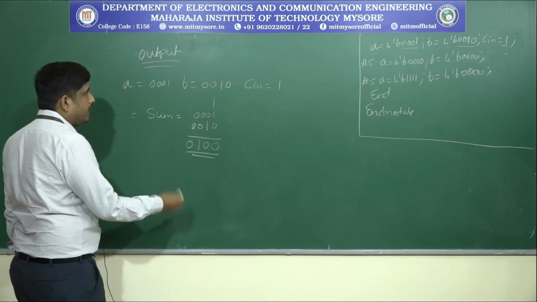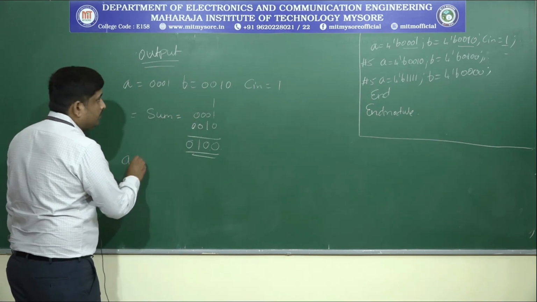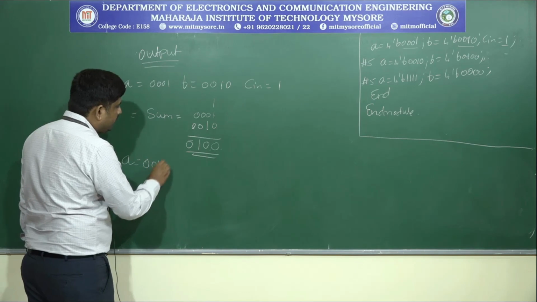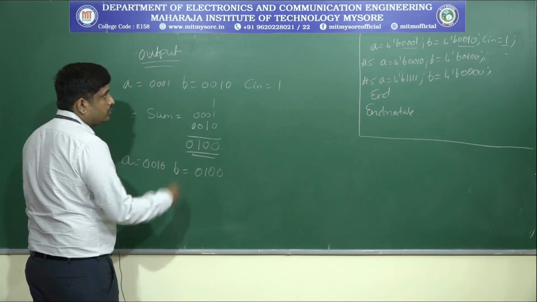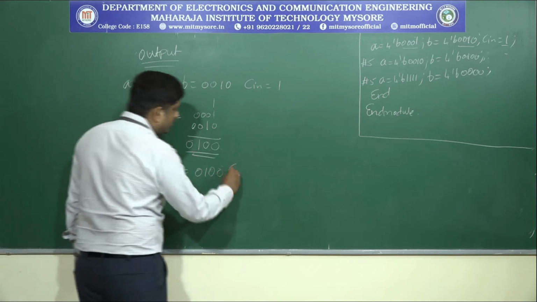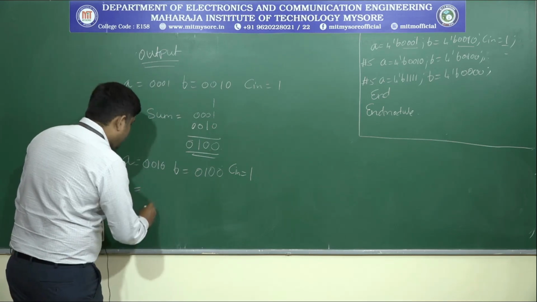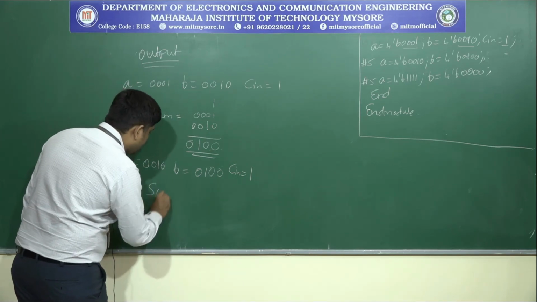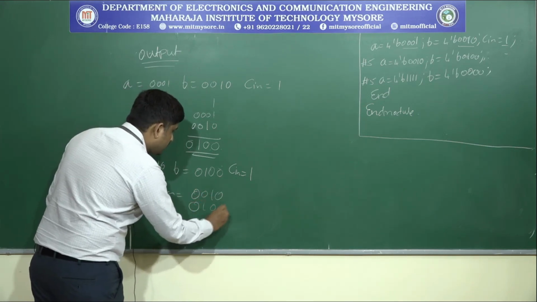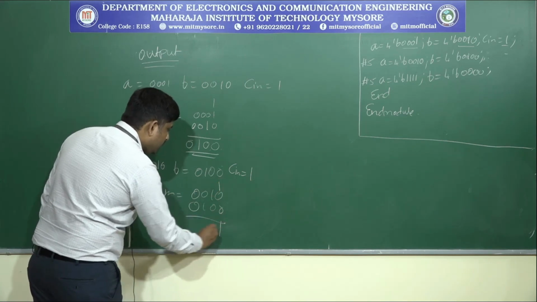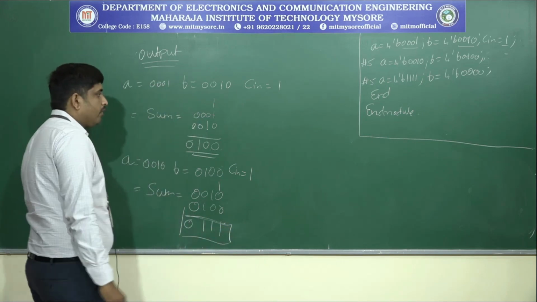Again go to the second data. After 5 nanoseconds, A is equal to 0010, then B is equal to 0100, then carry, there is no change with respect to carry here, carry is always 1. Then add these two, and it can be written as sum is equal to 0010 plus 0100, add with carry 1, giving 1110. So this is the second result after 5 nanoseconds.